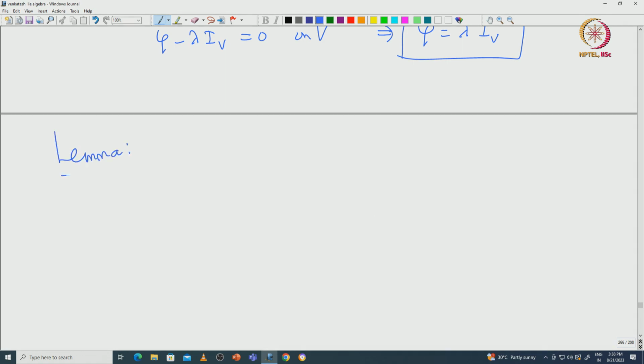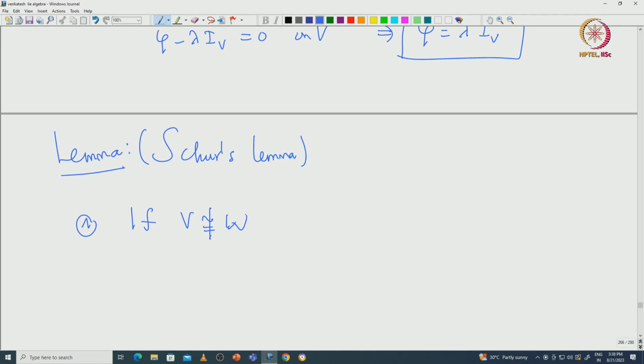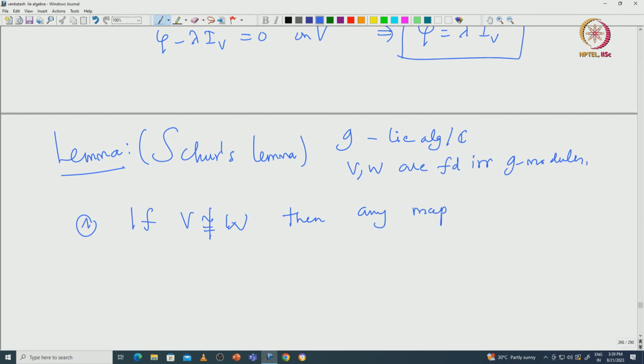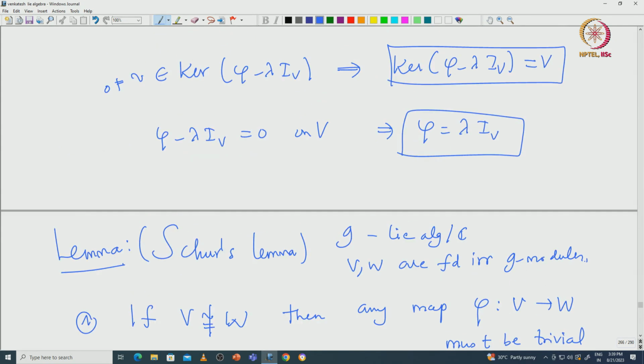So, let me state it. Schur's lemma, the very first statement: if V is not isomorphic to W, so again everything is as before, G is a Lie algebra and V and W are finite dimensional irreducible G modules. So, these are all given data. If V is not isomorphic to W, then any map phi from V to W must be the trivial map. Okay. So, that is what we proved.